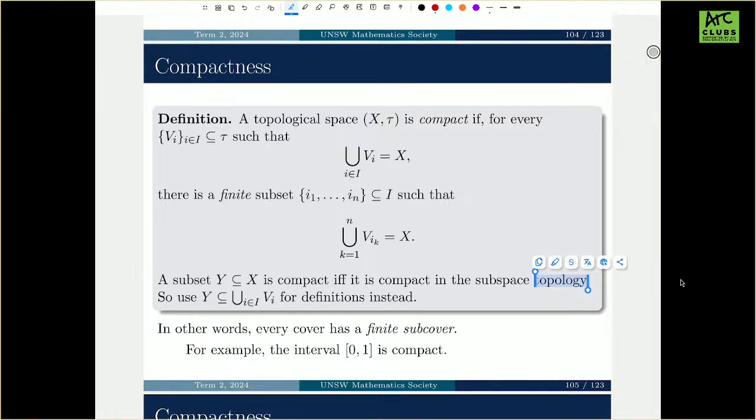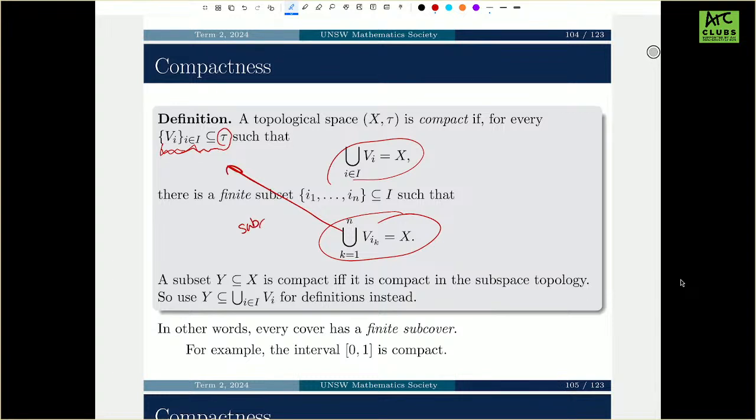Okay, a topological space is compact if for every subset of the topology such that we have a cover for the space, there exists a finite subset of that cover such that it also covers the space X. We can call this finite cover, which is a subset of our possibly infinite one, a subcover of this one. And then a subset is compact if it is compact in the subspace topology.